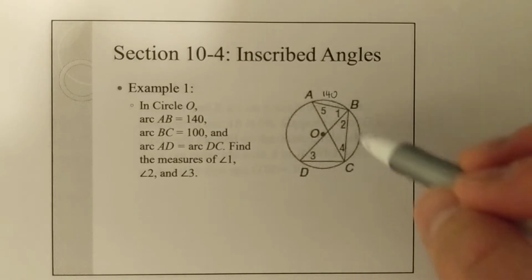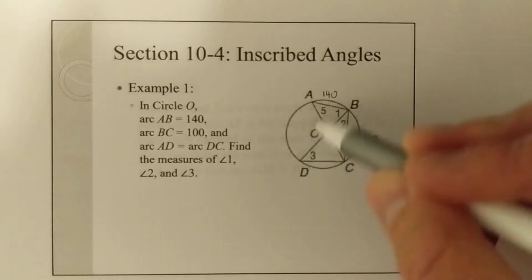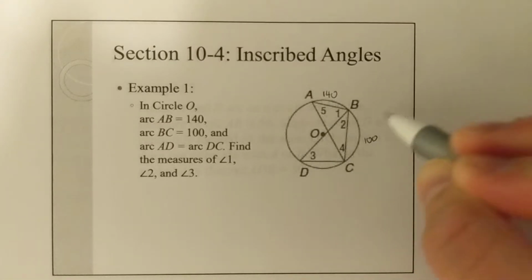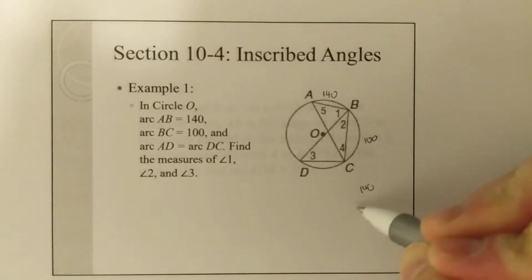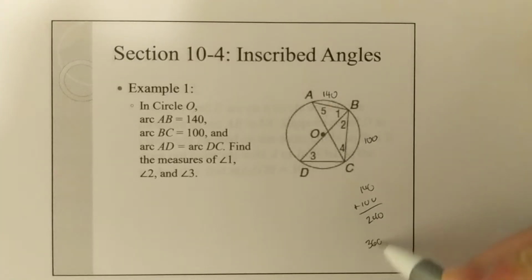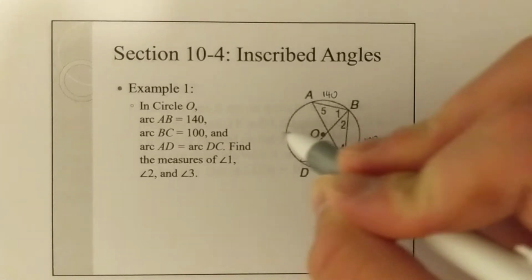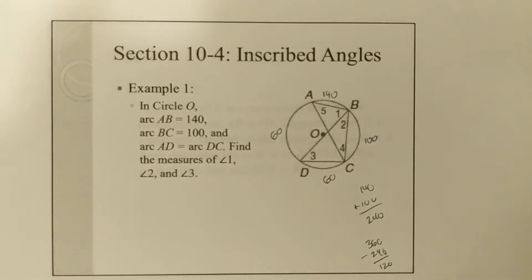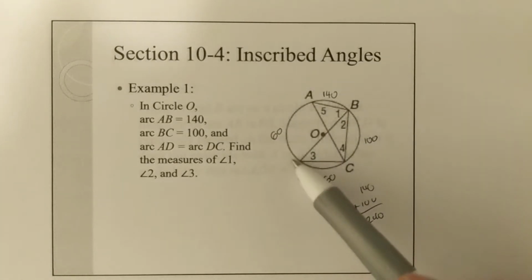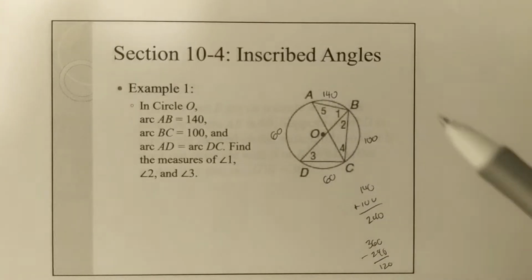So before I can do anything, I need to find the measures of arc CD and arc AD. These two together make up 240, which means that the other two together have to make up 120 degrees. And if they're equal to each other, that means they both have to be 60. Obviously this figure is not drawn to scale, so that arc looks much larger than that arc.